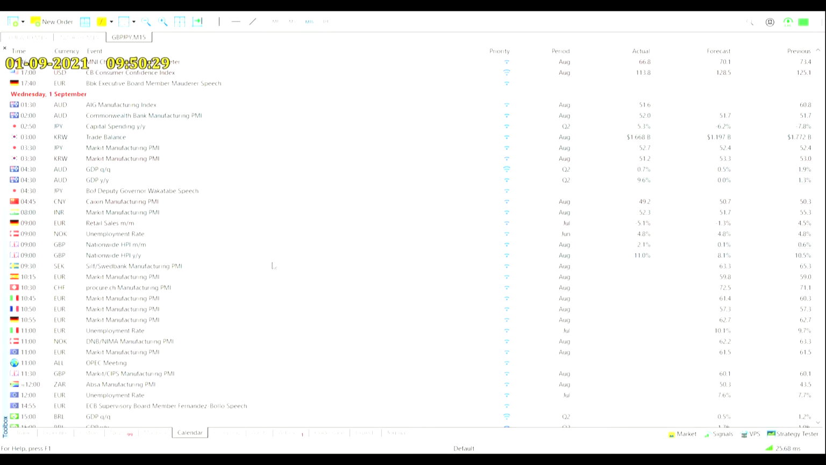Okay, here's our economic calendar for the day. Quite a lot again, so we're not going to touch on everything. Australia GDP, that's a big one. That came out at 4:30 for them, quarterly and yearly.